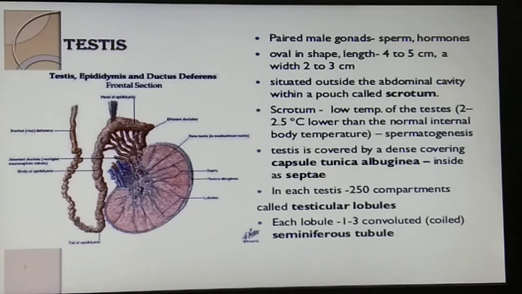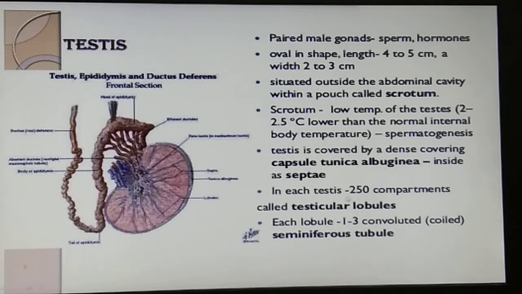Fine, low temperature of the testis, that is 2 to 2.5 degrees Celsius lower than the normal internal body temperature. And this temperature is required for the process of spermatogenesis. Spermatogenesis is the complete process which helps in forming the sperm. So at that time the temperature required is 2 to 2.5 degrees Celsius lower. Now students, testis is covered by a dense covering known as tunica albuginea. Fine, so there is a covering around the testis and this covering is known as tunica albuginea.